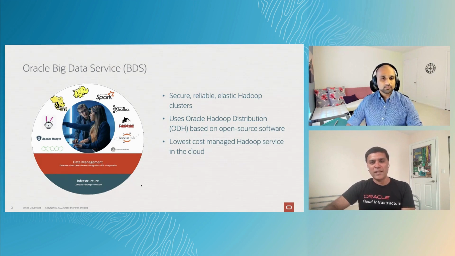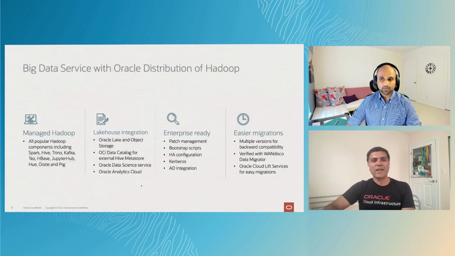At Oracle, we think that Hadoop is a strategic technology for Oracle customers as well as Oracle. So we have built a brand new Hadoop distribution from the ground up, and we bundle that distribution as part of Oracle Big Data Service. And because we are creating this distribution from scratch, Big Data Service is the lowest cost managed Hadoop service across any cloud platform. So let's look at some of the key features, right?